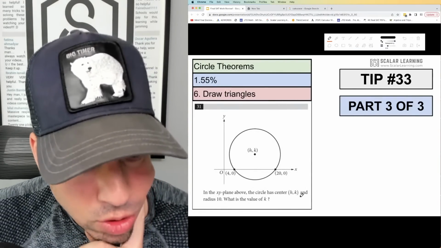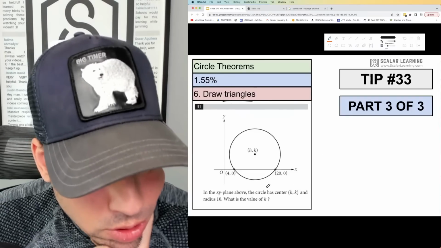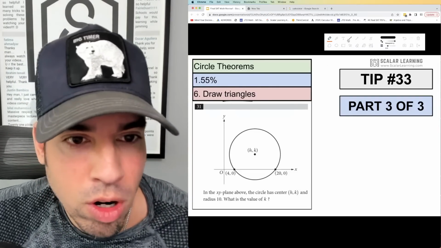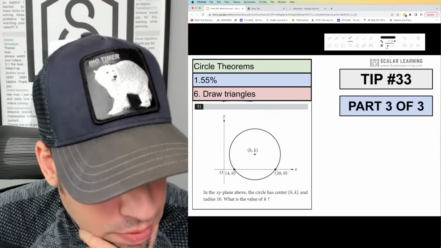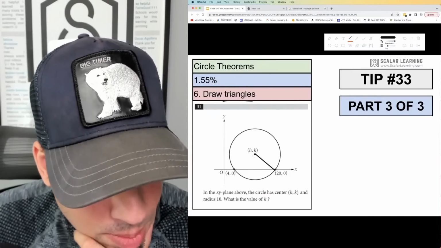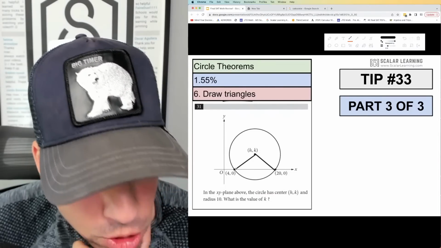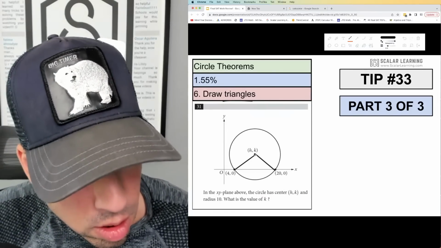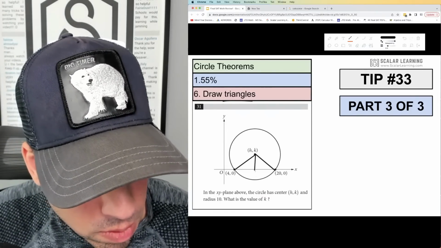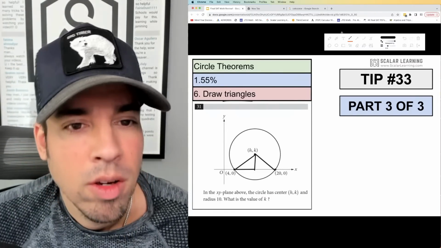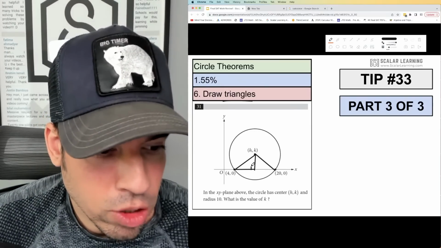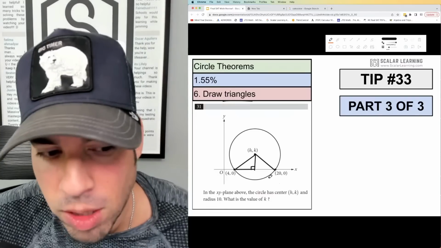Okay, in the xy plane, the circle has center h, k. Oh, yeah, draw triangles. A lot of these circle problems are triangle hybrid problems. So it says, what is the value of k? So just think, I'm not totally sure what to do, but I should probably draw in a triangle. Well, look at this. Look at what we have here when we put this in. We get this nice right triangle.